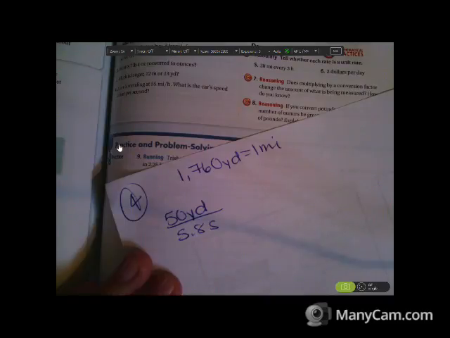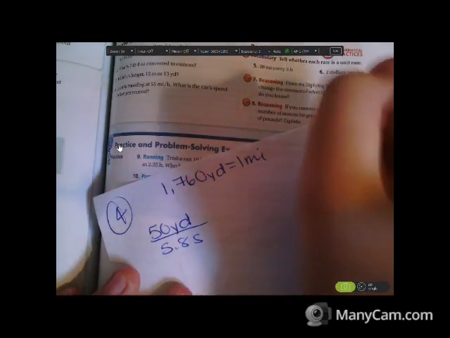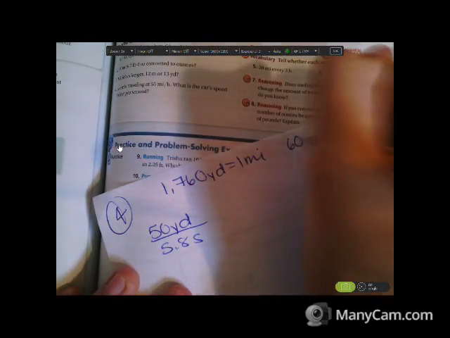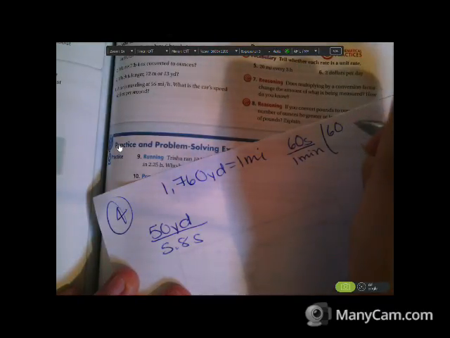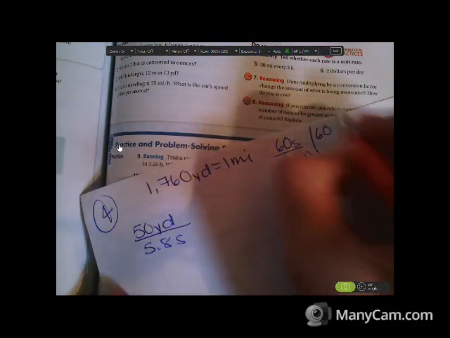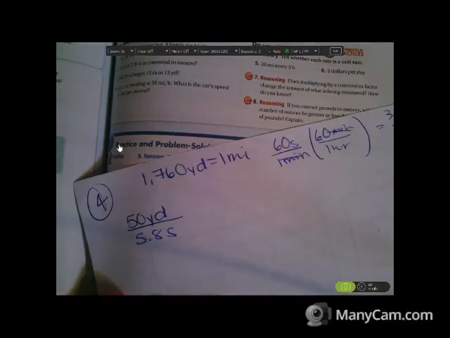So this is what we want to do. We want to know how many yards are in a mile. So, there are 1,760 yards in 1 mile. And I want to know how many seconds there are in an hour, because I want miles per hour. So, 60 seconds in a minute, 60 minutes in an hour. So, these two cancel out, and I'm left with 60 times 60, which is 3,600 seconds in 1 hour.